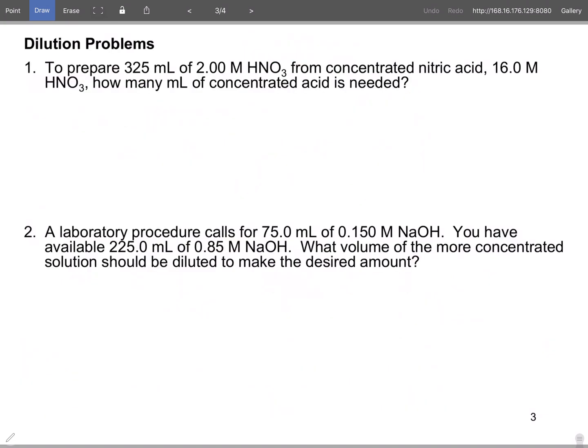All right, so how do we work a problem? To prepare 325 milliliters of 2 molar from concentrated, how many milliliters of concentrated acid is needed? Well, M1V1 is equal to M2V2. So the trick is to keep your 1's together and your 2's together. If we designate this one V1, then this has to be M1. And this one is M2. Now we could have designated the first one 2. It doesn't matter which way you call them.